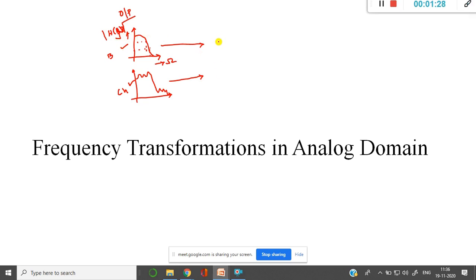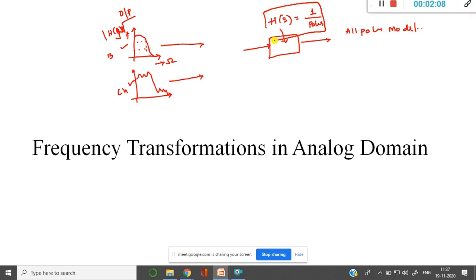This is all about the frequency response curve, for which we designed the filter response, and that filter response was h of s. This h of s consisted of numerator and denominator. Denominator was poles and numerator is always 1, because both of them led to an all pole model. Now what is the next concept here? So this is all about design of filter.